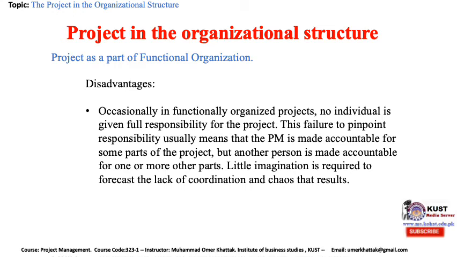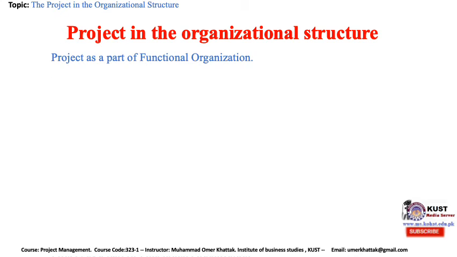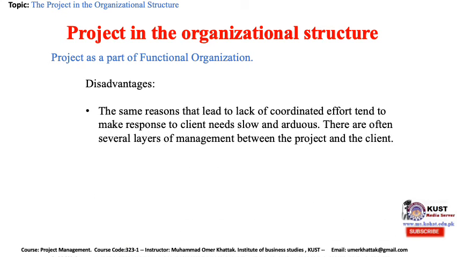Occasionally, in functionally organized projects, no individual is given full responsibility for the project. This failure to pinpoint responsibility usually means that the project manager is made accountable for some parts of the project, but another person is made accountable for one or more other parts. Little imagination is required to forecast the lack of coordination and the chaos that results. The same reasons that lead to lack of coordinated effort tend to make response to clients' needs slow and arduous. There are often several layers of management between the project and the client.